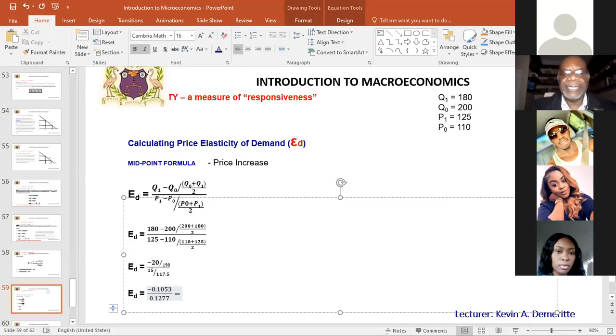Our answer then is what? Negative 0.1053, negative 0.8246. So it's 4, 5 and change. All right, so what was after the 5? 8. So negative 0.8246. And you immediately see what your biggest problem is going to be. Your biggest problem is going to be plugging in the right numbers into the right place.